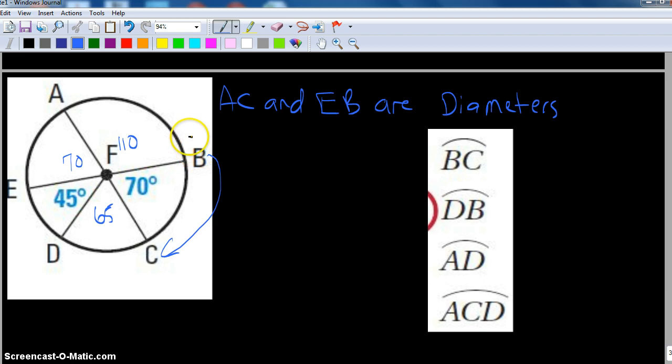The problem is you're going to have to go through A, E, D just to get to C, and that's not what it's asking for. It's just saying how much is it from B to C. Alright, just B to C, nothing else. Well, from B to C it is 70.